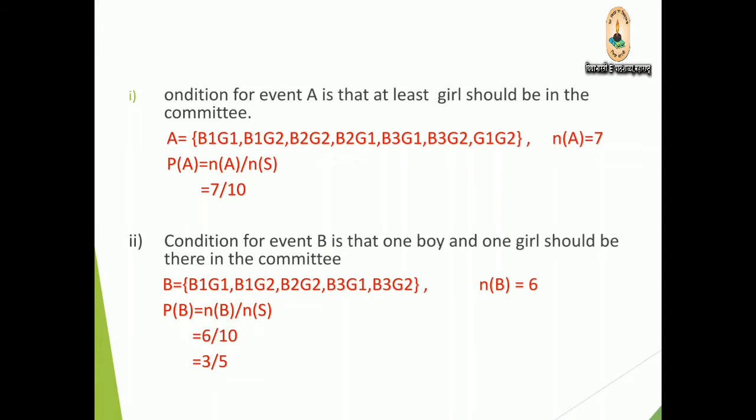Then the event B is that one boy and one girl should be there in the committee.